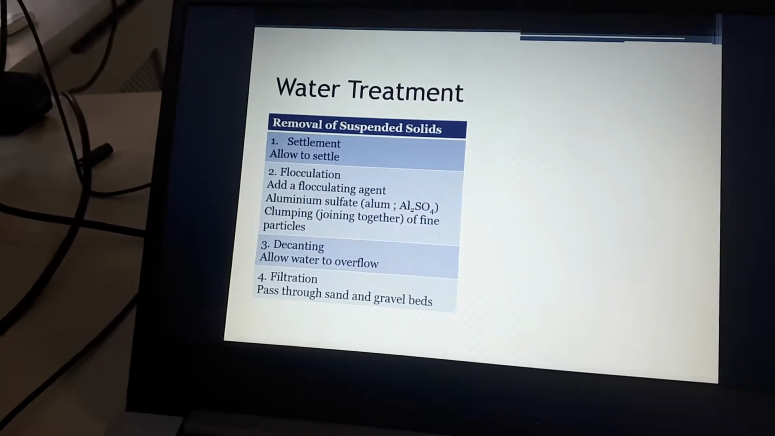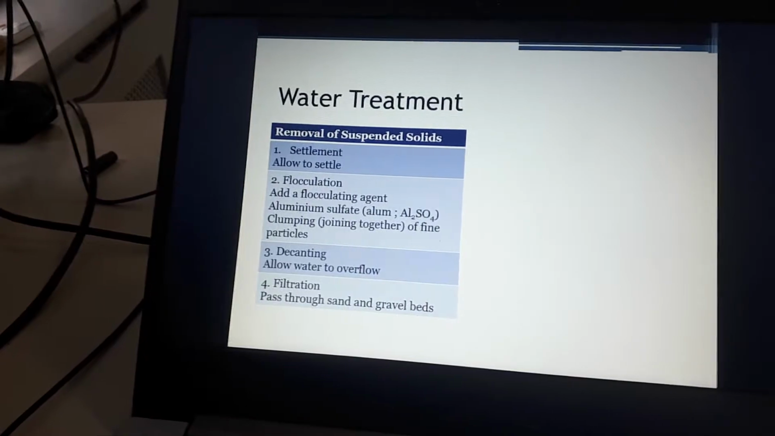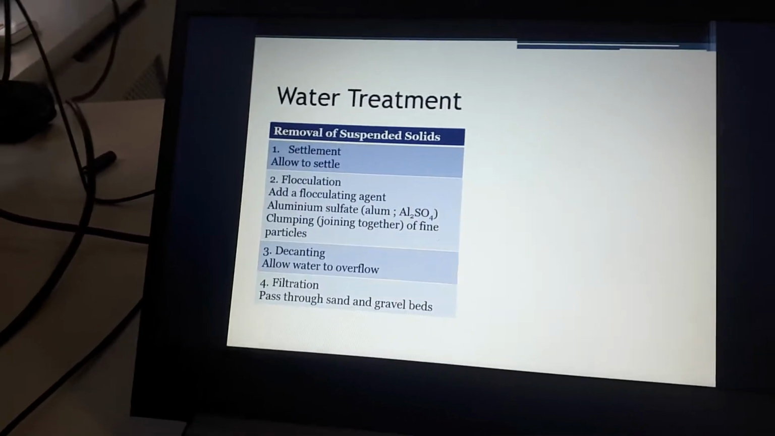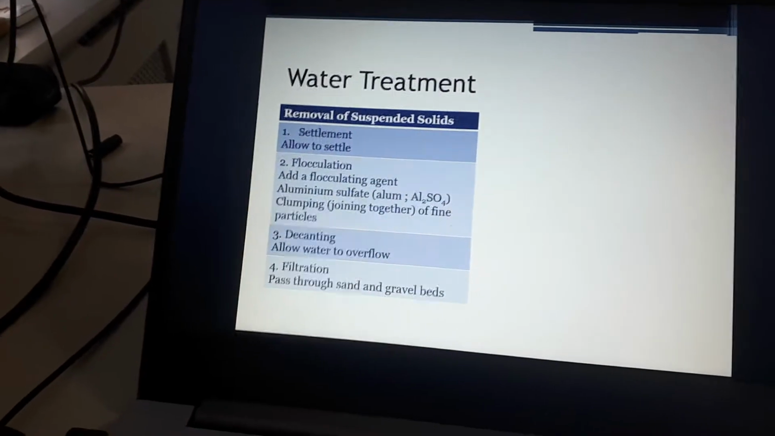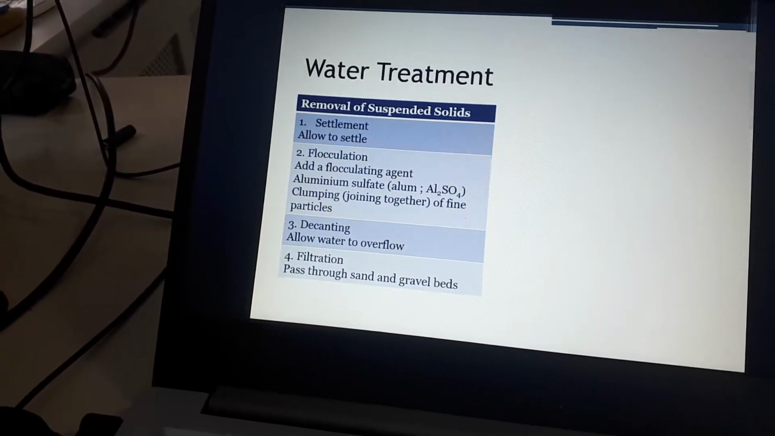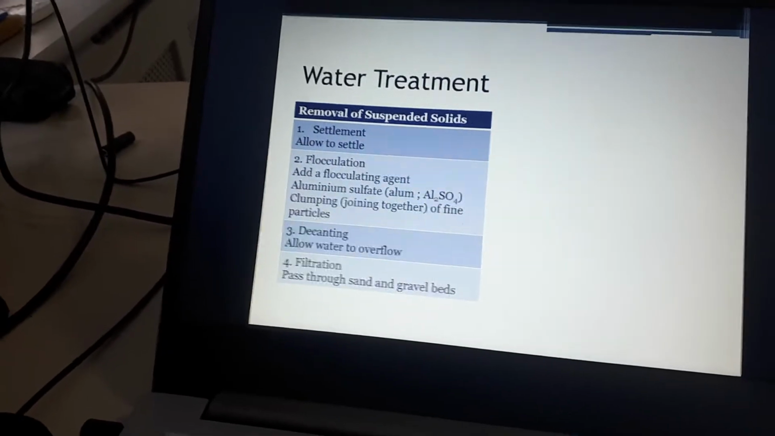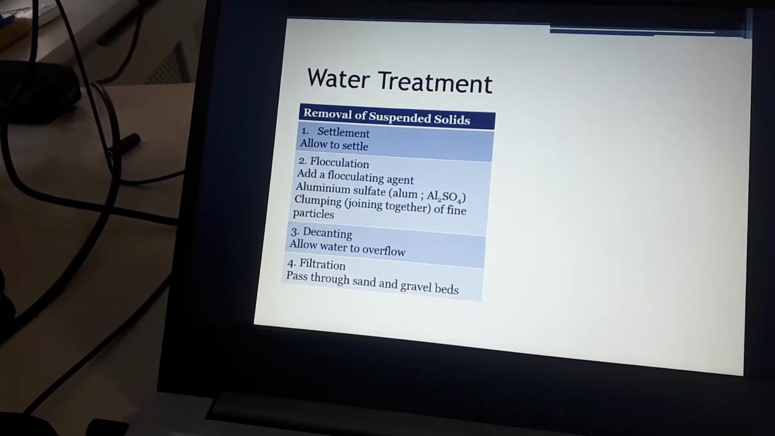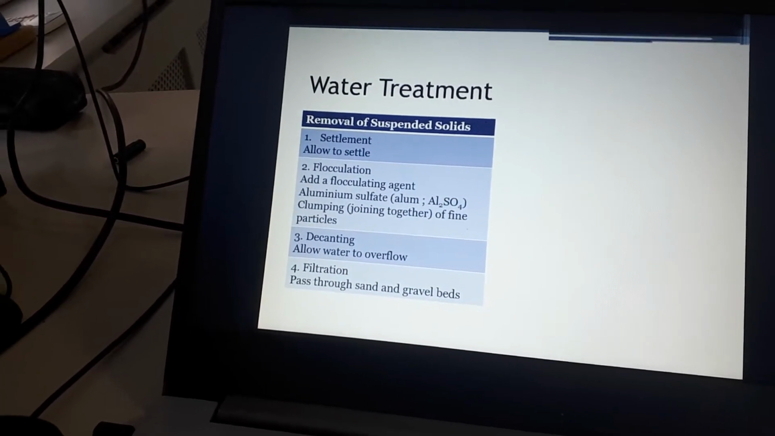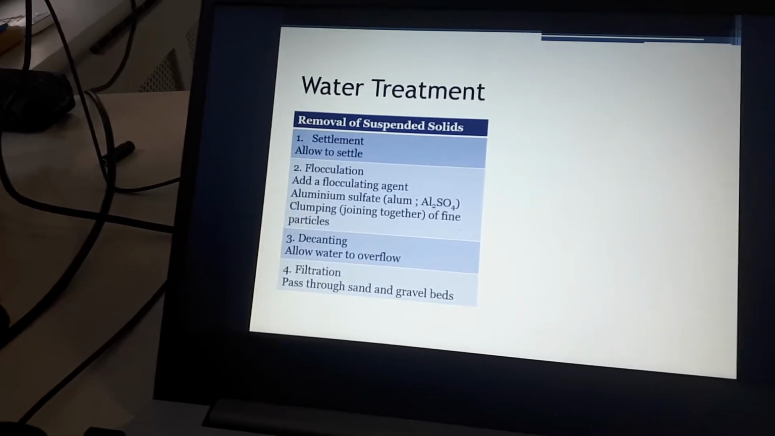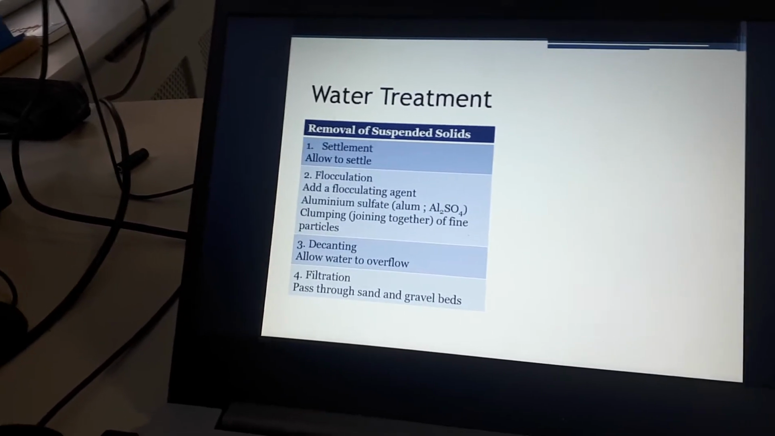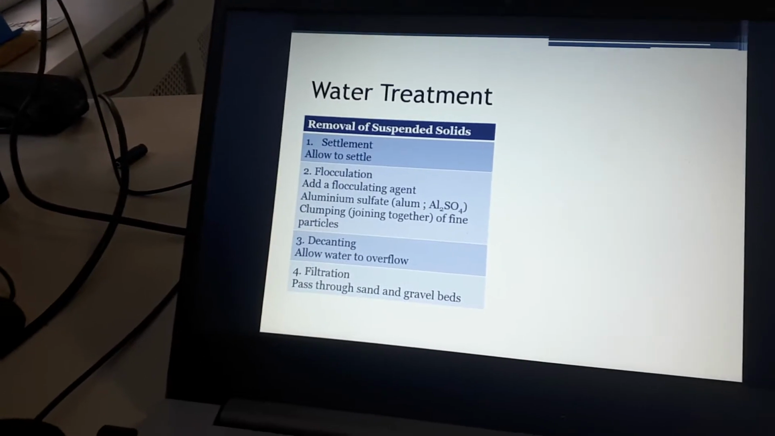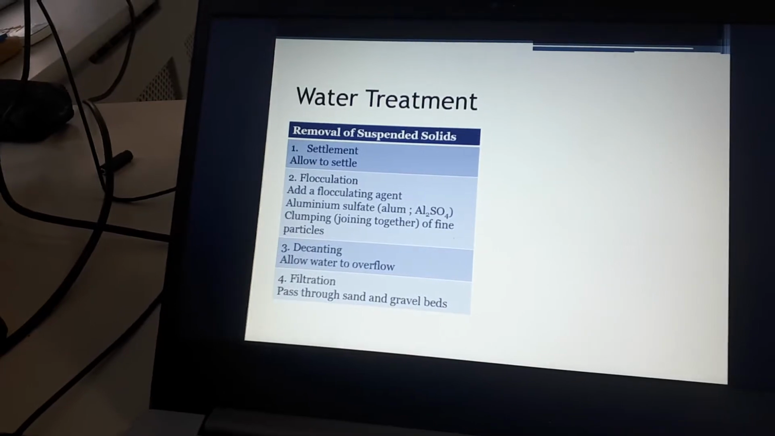There are four parts here to our removal of suspended solids. The first one is settlement, and basically what that means is that our particles are allowed to settle. What's added then is a flocculating agent, and that's aluminium sulfate, or alum, ALUM, and you need to know that. And what that does is that it brings together smaller particles and it joins those smaller fine particles together in a process called clumping. Aluminium sulfate is itself a flocculating agent, so this stage is called flocculation.